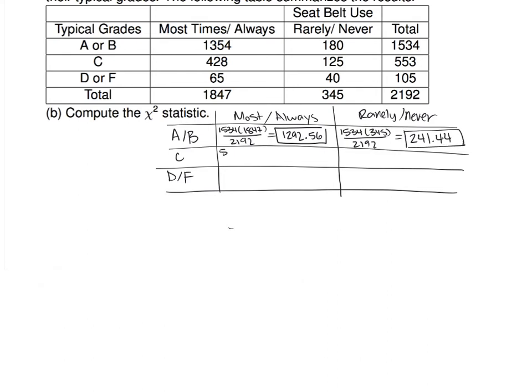Next one, row total 553, column total 1847 out of 2192. That comes out to be 465.96. And this one, 553, 345, 2192, comes out to be 87.04. So the idea is the same as our 2x2 tables, there's just more stuff to work with. 105, 1847 out of 2192, that comes out to be 88.47.